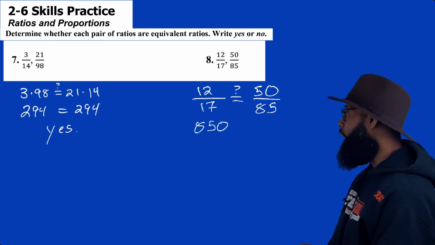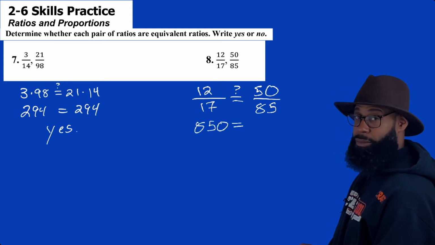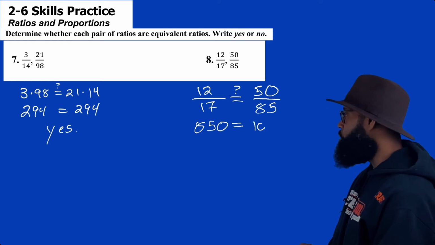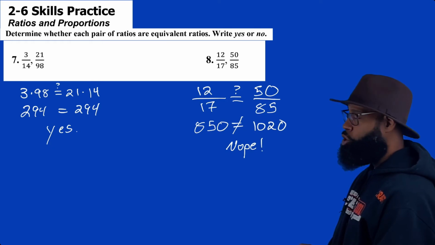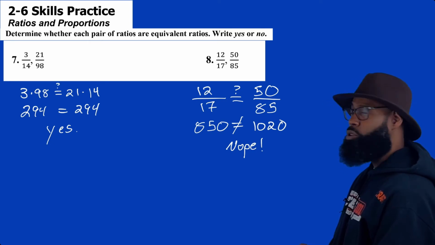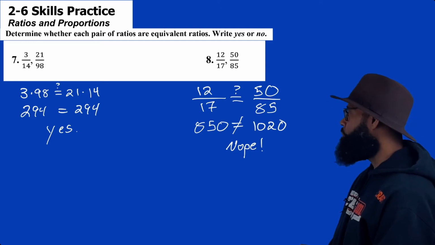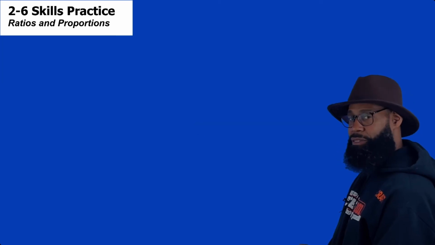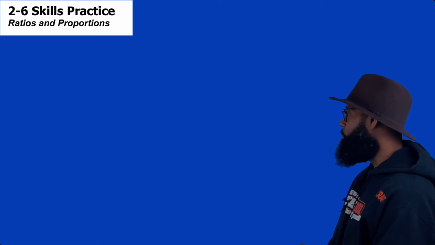For number 8 though, I set up a proportion. That equal sign is telling you, yes, I want to know if this ratio is equal to that ratio. So we're going to do the exact same thing, cross multiply, and find out that nope, it is not. So with that, guys, again, we did the exact same thing, it just looked a little different, right? And I'm loving it. Let's get them out of here. Here we go.